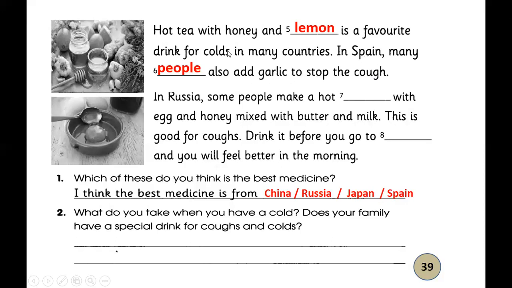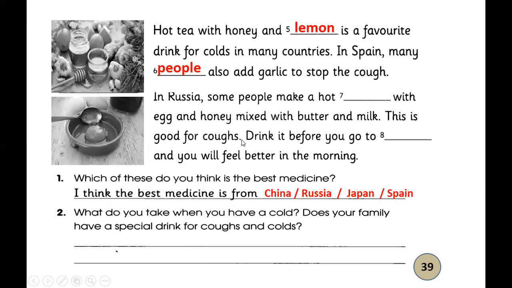Hot tea with honey and lemon is a favorite drink for colds in many countries. In Spain, many people also add garlic, we said garlic means ثوم, to stop the cough.